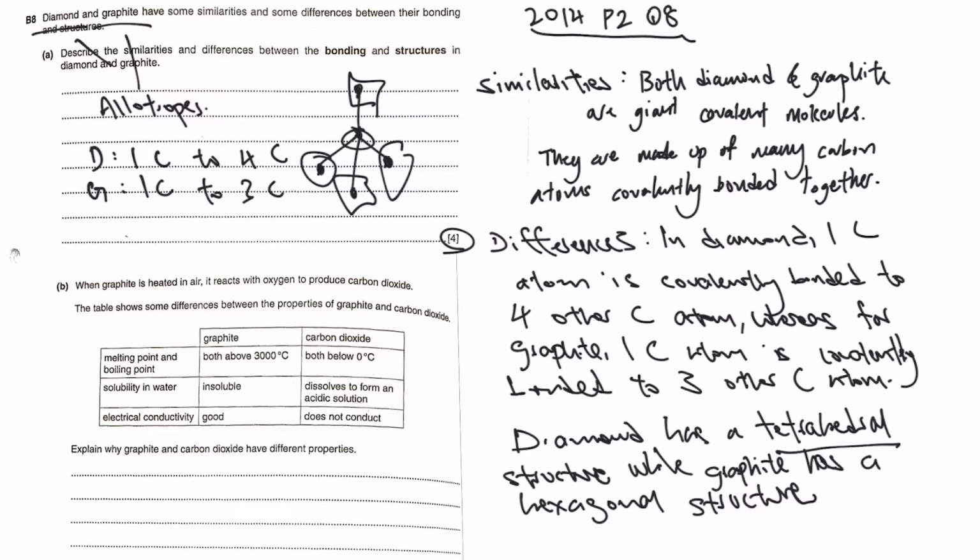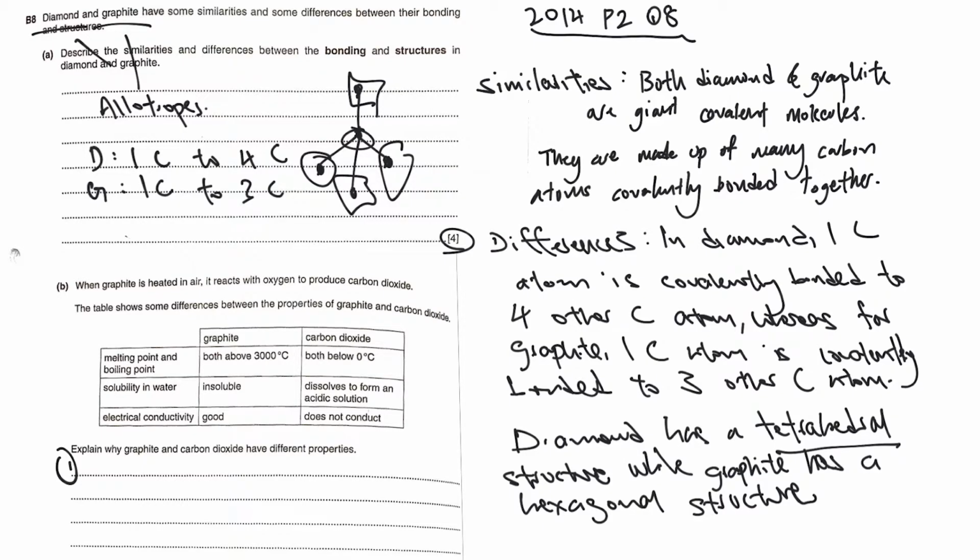With the second part. Alright, so the second part of this question states that when graphite is heated in air, it reacts with oxygen to produce carbon dioxide. The table shows some differences between the properties of graphite and carbon dioxide. Now explain why graphite and carbon dioxide have different properties. Alright, so for this question, since 4 marks is being awarded, it definitely means that we need 4 different points to get the full mark from this question. So how do we go about doing this question?